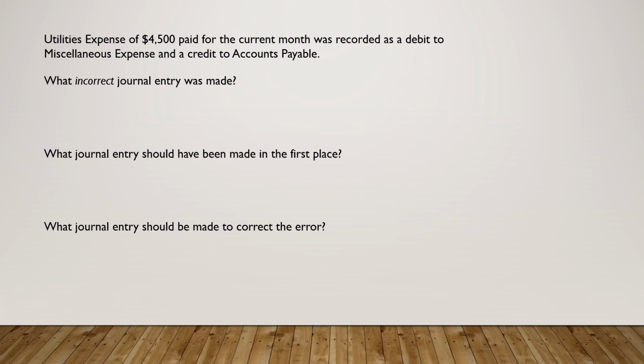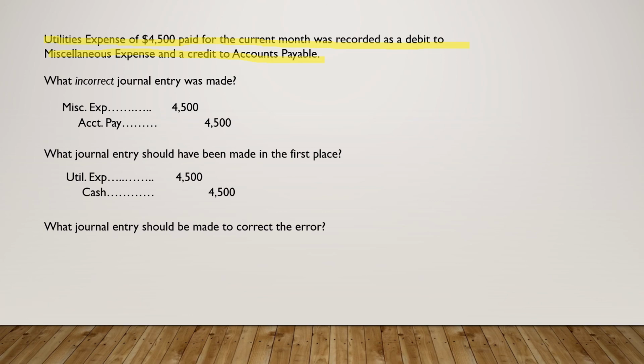Let's consider one more example for how to book a correcting entry. This method I'm about to show is an effective means of deciphering a correction whether the error is complicated or not. A utilities expense of $4,500 paid for the current month was recorded as a debit to miscellaneous expense and a credit to accounts payable. What was the incorrect journal entry that was actually made? Debit miscellaneous expense and credit AP for $4,500. What's the journal entry that should have been made? We should have debited utilities expense and credited cash.